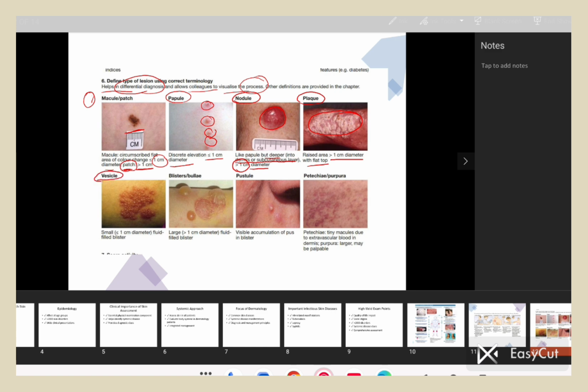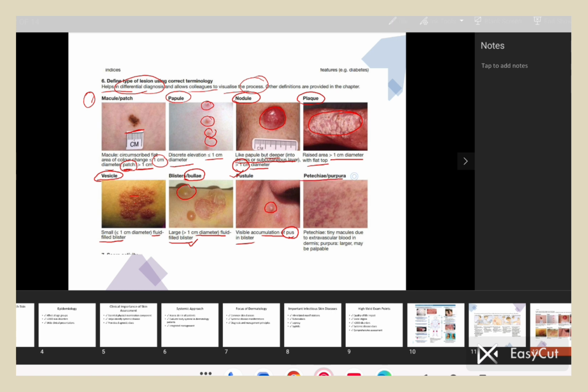Then we have the vesicle. Vesicles are small fluid-filled blisters which are less than 1 centimeter in diameter. Then we have the bulla, which is larger than 1 centimeter in diameter, and is also a fluid-filled blister. So less than 1 centimeter are vesicles, and more than 1 centimeter in diameter, large fluid-filled blisters, are the bullae. Then we have the pustule. Pustules are the visible accumulation of pus in the blisters, as shown in this figure.